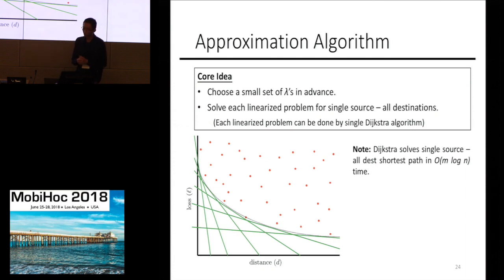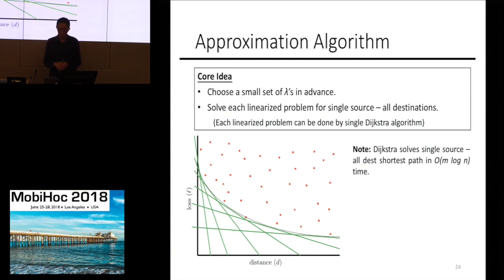So the core idea here is that instead of generating all extreme points for all destinations, we try to find a subset, a small set of lambda in advance, which means that we identify a small set of the linearized problem before we actually call the Dijkstra's problem. And then, since we identify a small set of the linearized problem, we can solve this linearized problem and then figure out what's the best path for each destination.